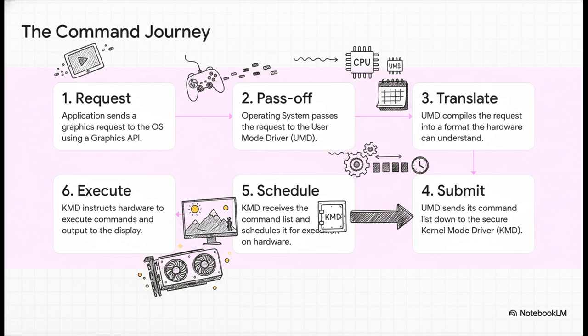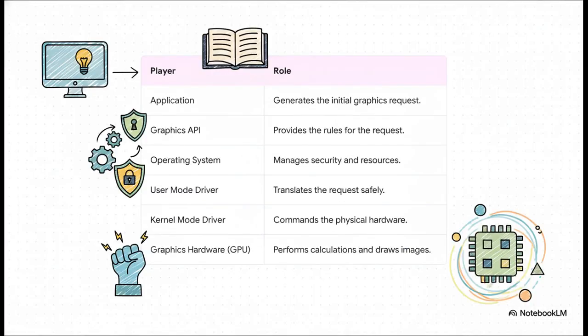The UMD does its main job, translating that generic request into a specific list of commands the hardware can understand. That list then gets sent down to the powerful kernel mode driver. The KMD schedules the job and basically tells the GPU, all right, get to work. It's a very strict, one-way street from software down to hardware. So, to put it all together, it's just like this perfectly coordinated assembly line. The application makes a wish, the API sets the rules, the OS acts as security guard, the UMD translates, the KMD commands, and finally, the GPU does all the heavy lifting.